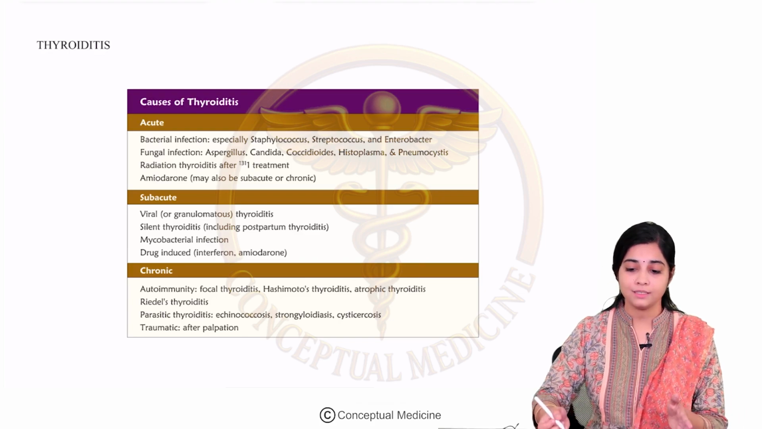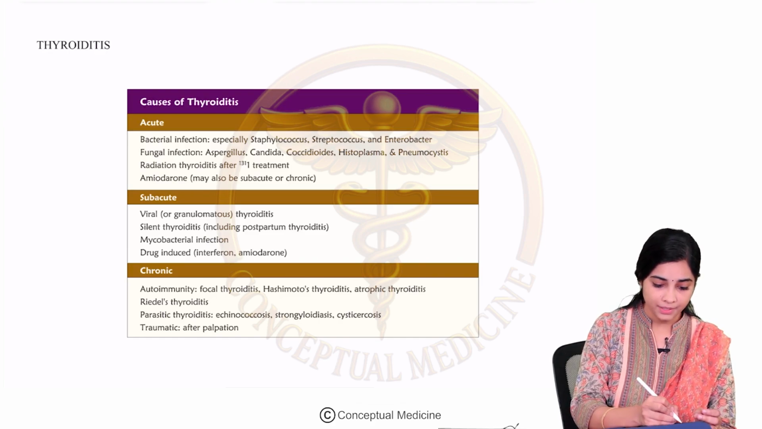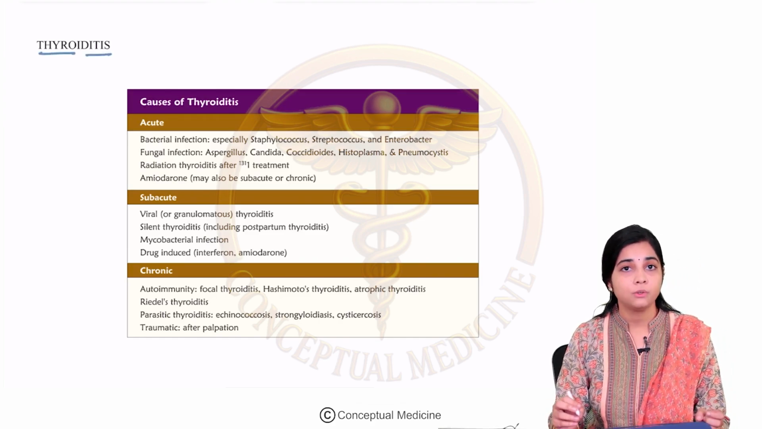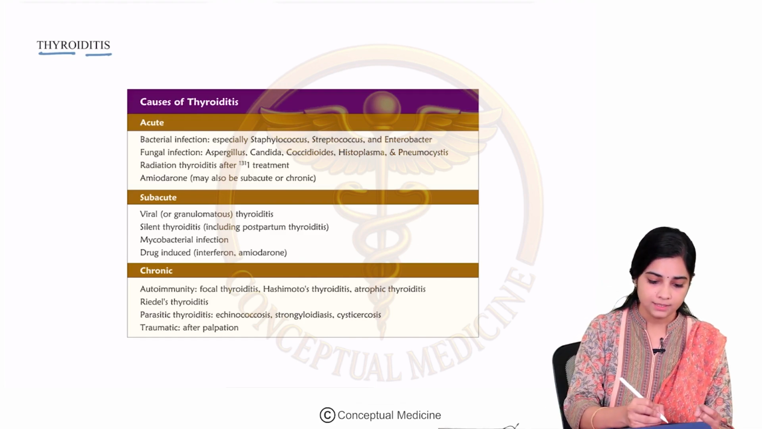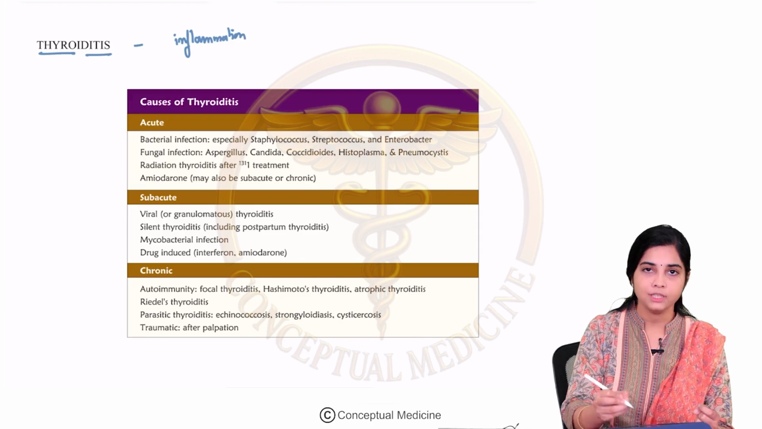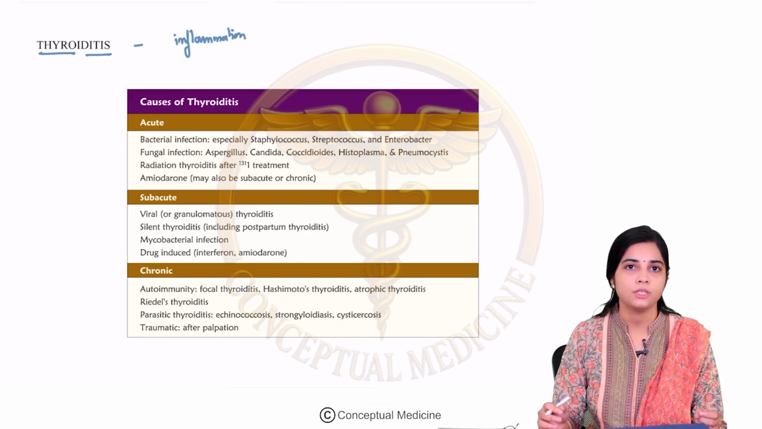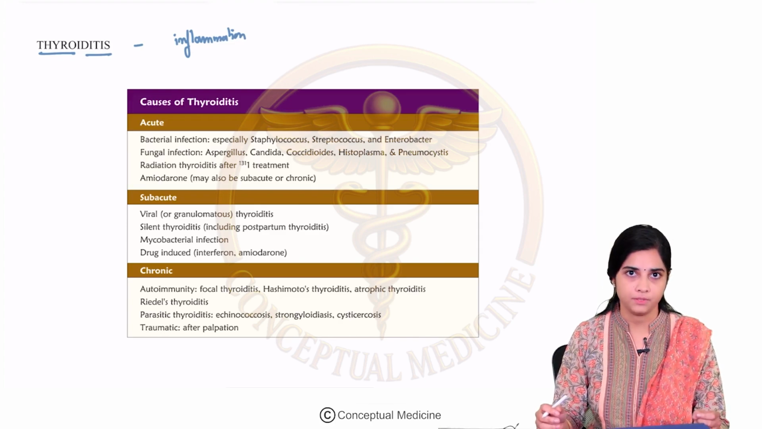So what is this thyroiditis? Thyroiditis basically comprises two words, which is thyroid plus itis. So we know that anything in medicine which refers to the term itis means that there is inflammation of the thyroid gland. So thyroiditis can be classified based on the etiology and based on the duration of symptoms.